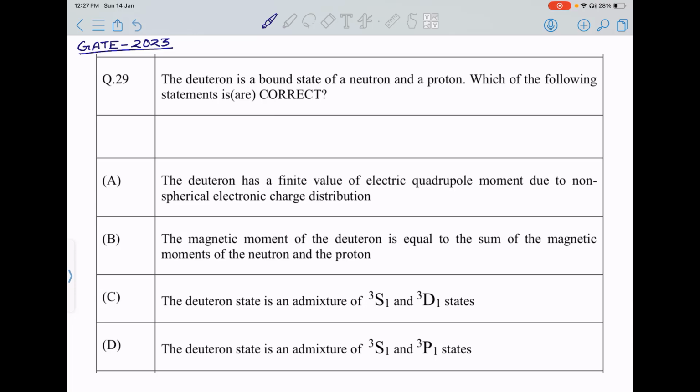Okay. So, the four options are: option A, the deuteron has a finite value of electric quadrupole moment due to non-spherical electronic charge distribution. Option B, the magnetic moment of the deuteron is equal to the sum of the magnetic moments of the neutron and the proton. C, the deuteron state is an admixture of 3S1 and 3D1 states. And option D, the deuteron state is an admixture of 3S1 and 3P1 states. So let us solve the problem.